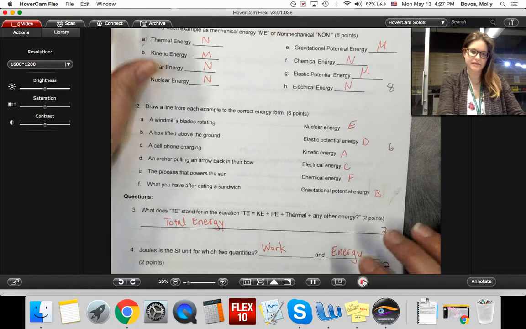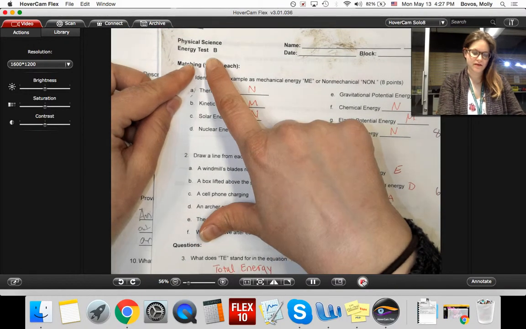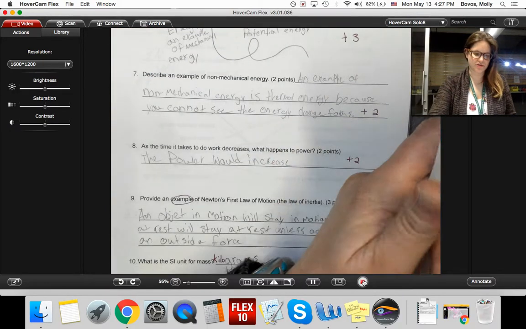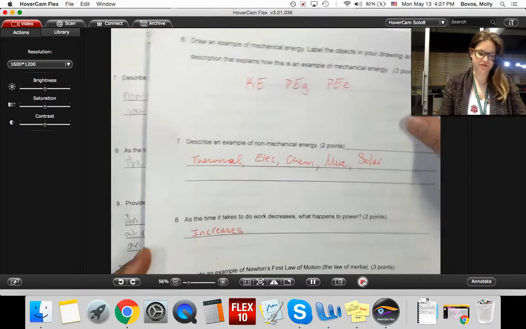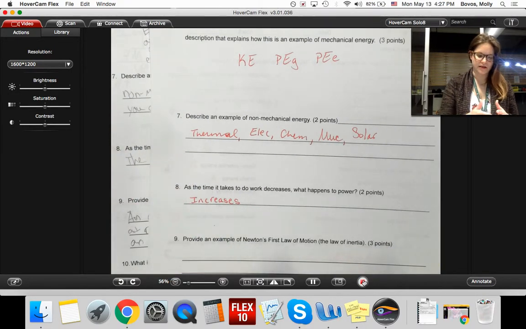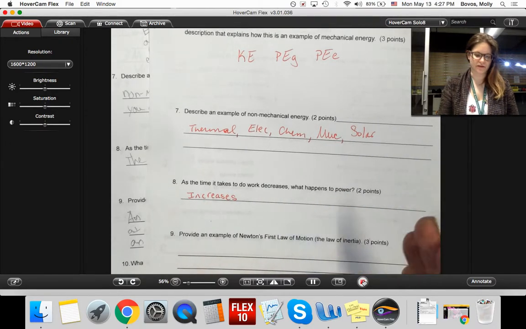We are still looking at Energy Test B, and now we're on page 2. So here is page 2. First, we wanted to draw an example energy. So I needed to see in your example kinetic energy, gravitational potential energy, or elastic potential energy, one of those things.